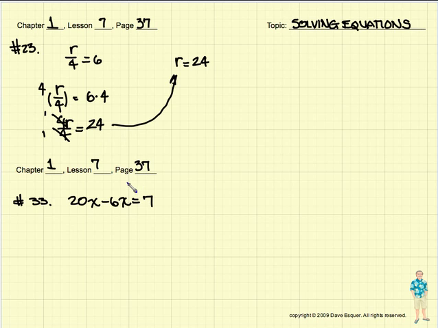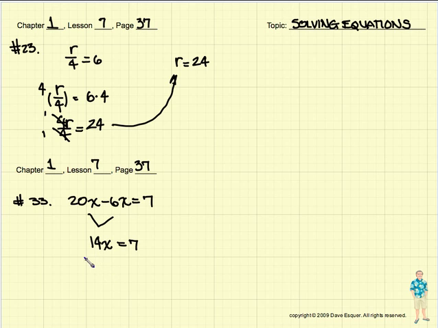Number 33, let's simplify and see what we can come up with. It said do it mentally. I think we do 20x take away 6x, I think is 14x, is equal to 7. We just subtracted 20 take away 6, 14x is equal to 7.